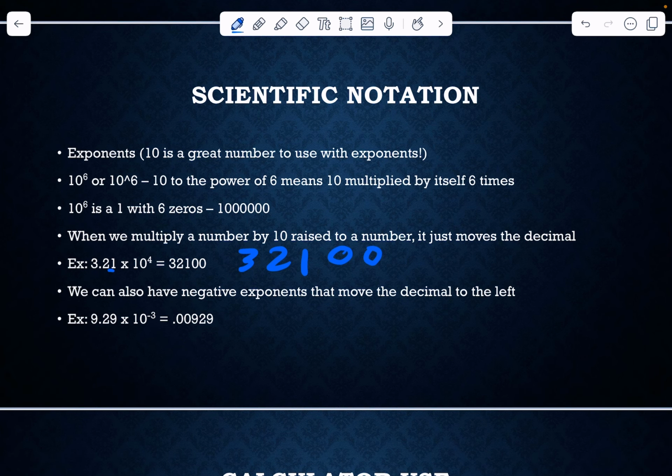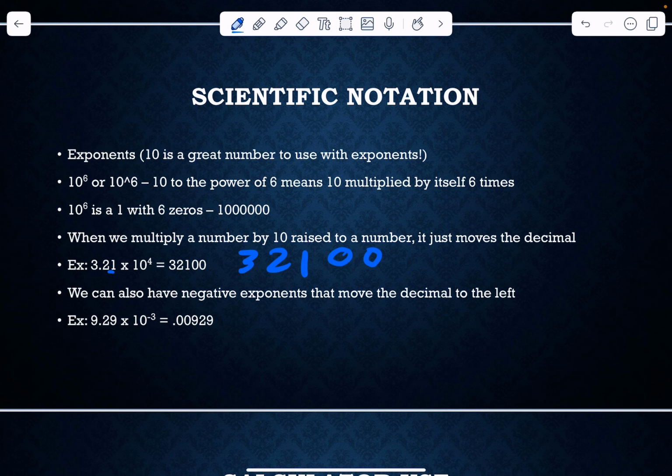Okay, and that's scientific notation. You'll get some practice making scientific notation like this, and reading it.